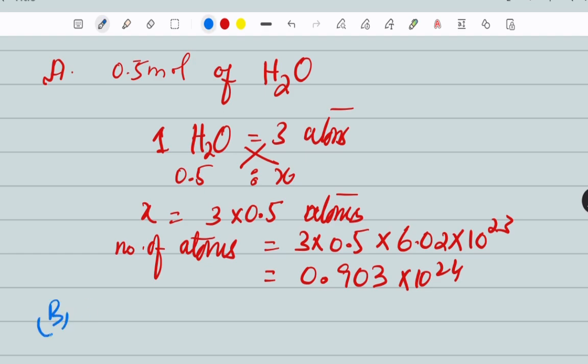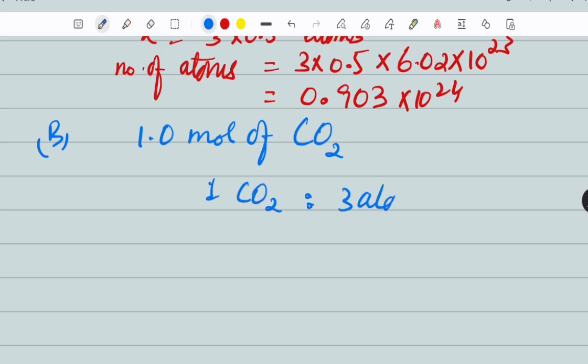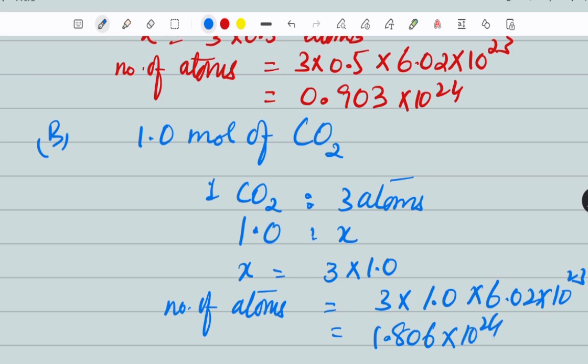So B option is with the 1.0 mole of CO2. 1 mole of CO2 has 3 atoms. So 1.0 mole will have how many atoms? How many moles of atoms? 3 multiplied by 1.0. So if we have to calculate the number of atoms in CO2, it will be 3 multiplied by 1.0 into 6.02 into 10 raised to power 23. Then the answer will be 1.806 into 10 raised to power 24.